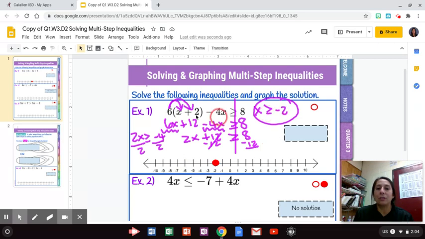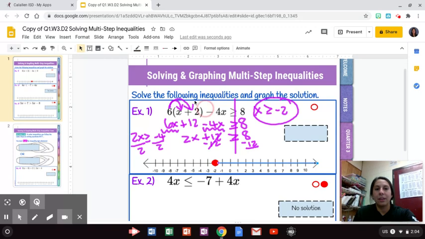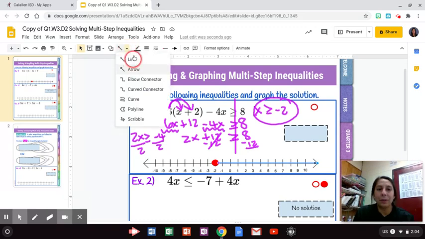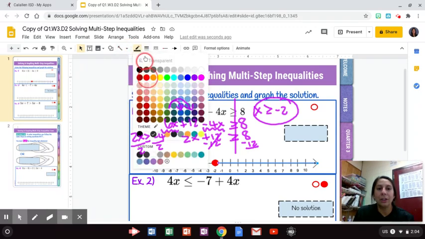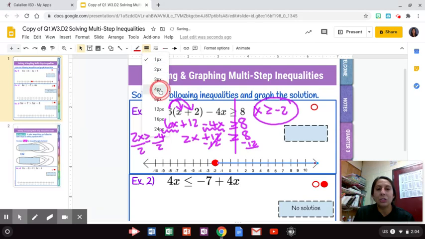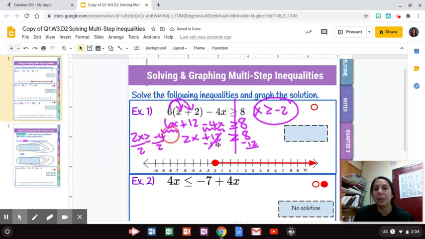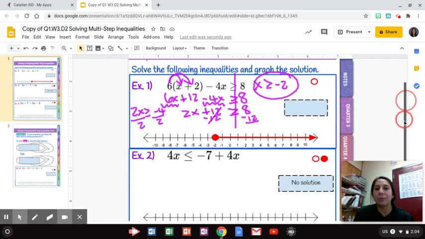And now we're going to go ahead and shade all of our values greater than or equal to negative 2. So going over here, we're going to click for our arrow. We're going to graph our line so it goes to the right, because all values greater than negative 2 are to the right. Okay, so now that I have my arrow, we're going to change the color. I'm going to use red. I'm going to change it to 4 points so it's a little bit bigger and we can actually see it. So this is what our solution would look like when I graph it.